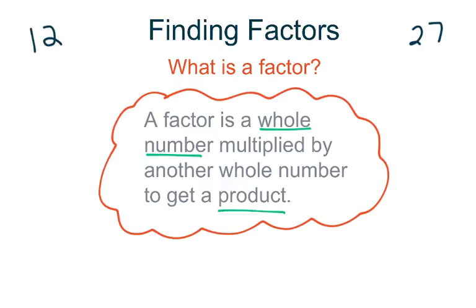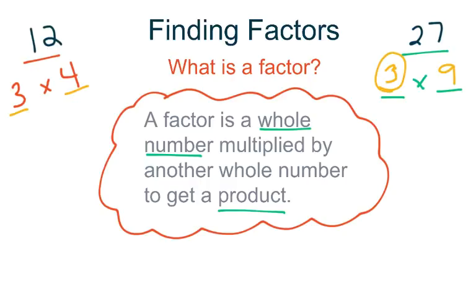So if we take a look at the number 12, if we think of two numbers we can multiply to get the number 12, we could think of 3 and 4. So in that case, 3 and 4, because when you multiply them together you get 12, would both be factors of 12. Same thing if we look over at 27. If we find two numbers we can multiply together to get to 27, those two numbers would both be factors of 27. So if you think in your head, we could do 3 times 9 would get us to 27, so 3 would be a factor of 27 as well as 9.